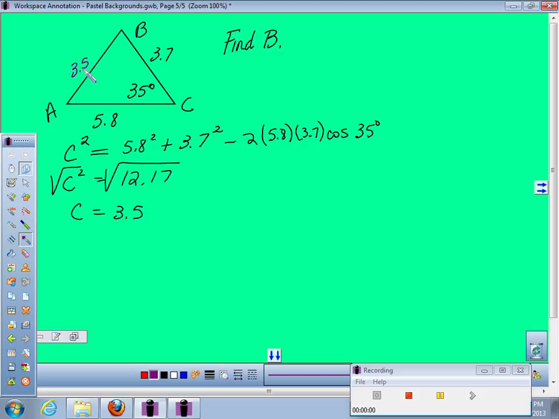Because now I have a pair, I get it. So now I can do law of sines to find anything else once I've got a pair. So you must find what you have to find next. Is it a side angle?